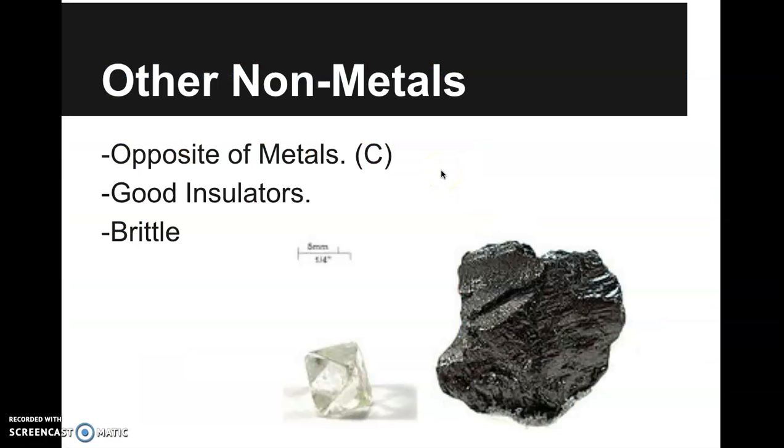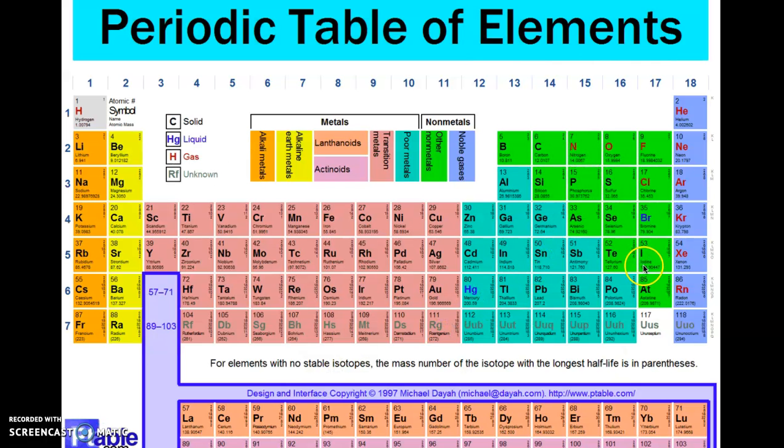Other nonmetals, they're definitely the opposite of metals when we talk about their properties. They're good insulators, so they don't conduct very well, and they're brittle. They shatter. I use carbon here as an example. Carbon's like pencil lead or graphite. It just snaps when you try to bend it, and that's because it's brittle. So your other nonmetals are right along here, these green ones. So as you slide down, the ones that aren't metalloids are right here. And then we're going to talk about these two groups next.